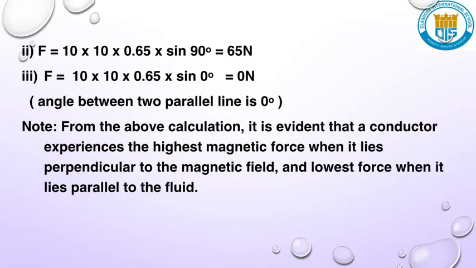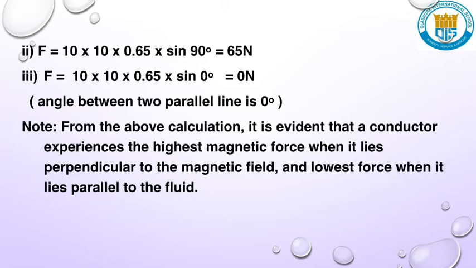Still on the previous question, the second part is that the angle between the conductor and the magnetic field is 90 degrees, meaning that both the conductor and the magnet are perpendicular to each other. Now, sine 90 degrees is 1. So you just do 10 times 10 times 0.65 times 1, and you get 65 newtons.